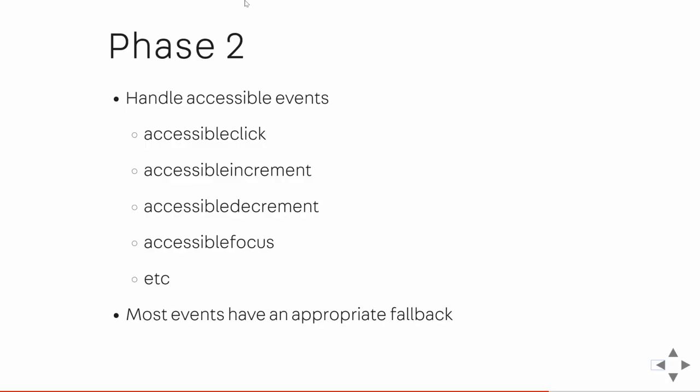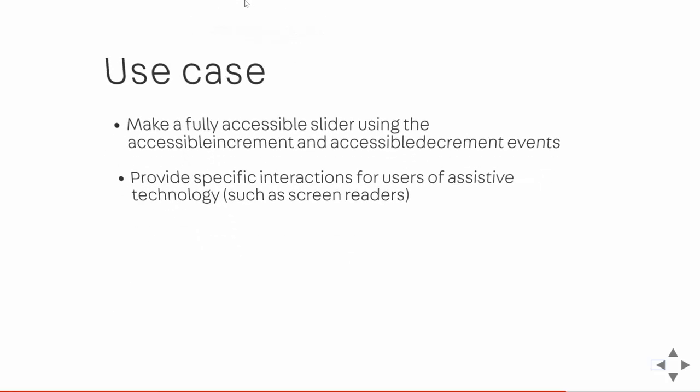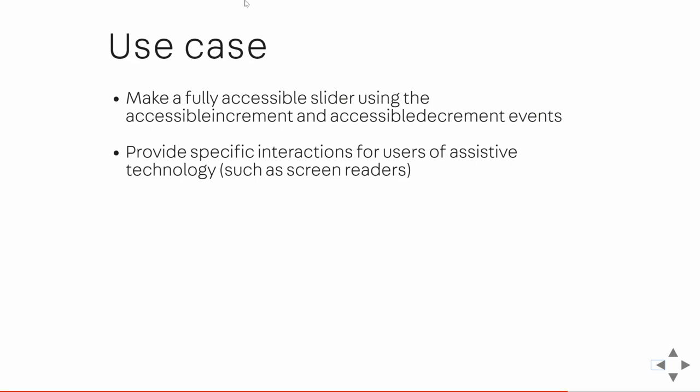And most of these events have a very reasonable fallback. For example, if you don't handle accessible click, it will just fall back to a click on the associated DOM node. And this is also a phase of the specification that's being worked out right now. And there are still a few problems there.